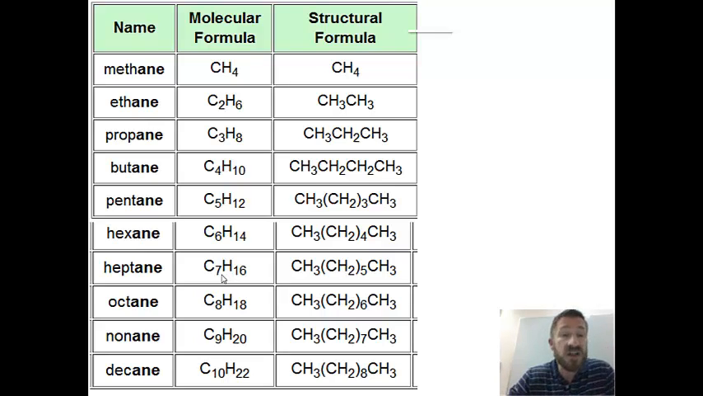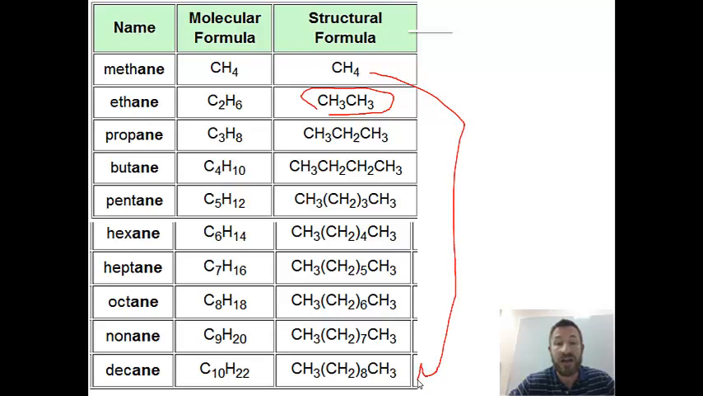Now notice every single one of these ends in A-N-E. So what that means is, if you were to draw these structures out, every single one of them, from methane all the way down to decane, you would have all single bonds. So all these are what we call saturated. So, for example, methane would look like this. Notice there are single bonds between the carbon and the hydrogens.